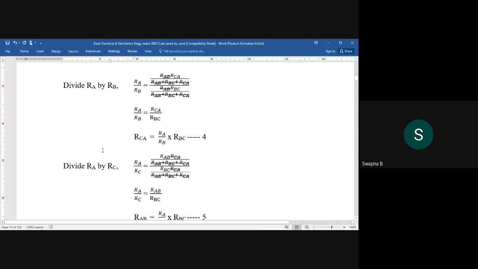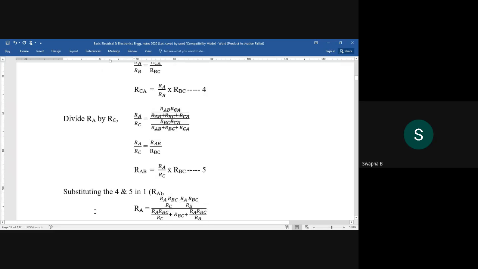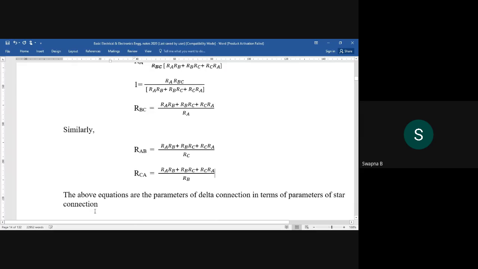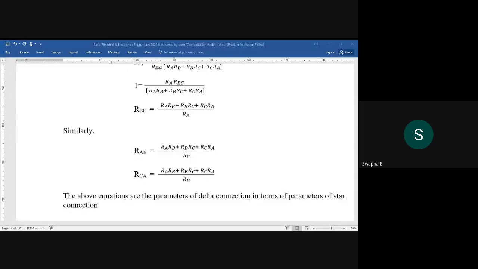Now finally divide Rb by Rc. You will get the answer for Rbc. Now then substitute all three parameters in equation 2 and equation 3. You will get the answer for Rab and Rca. So these are the equations, the parameters of delta connection in terms of star connection. So these are the equations for the Rab, Rbc and Rca in terms of star connection.